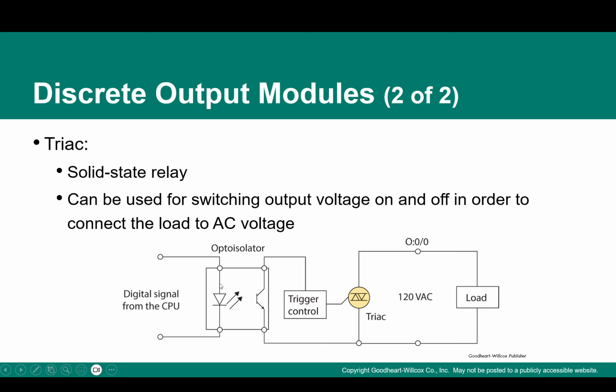And we're using an opto-isolator to make this LED switch this transistor on and off. So let's say we send the signal of 1, which is plus 5 volts. The LED glows, the transistor turns on, and this trigger control for the triac turns the triac on in order to deliver 120 volts to the load.